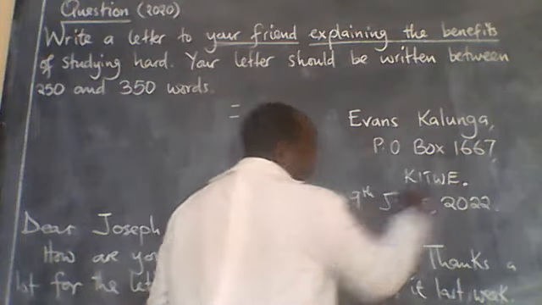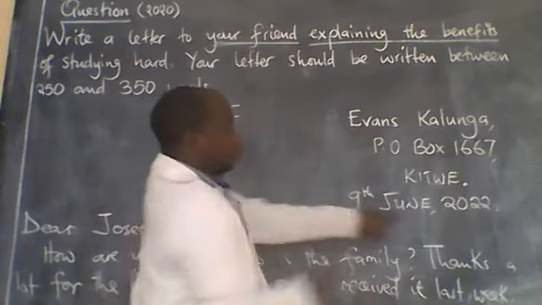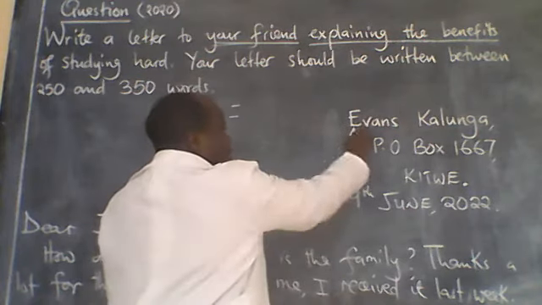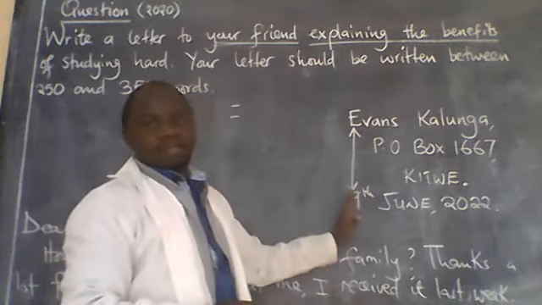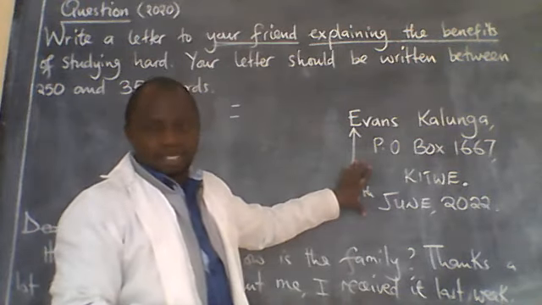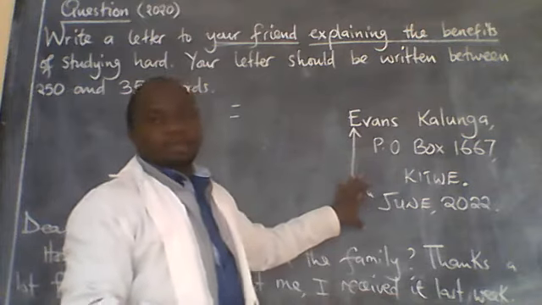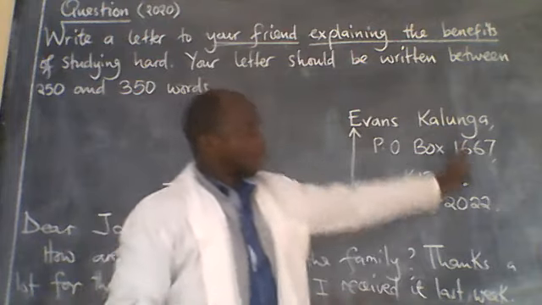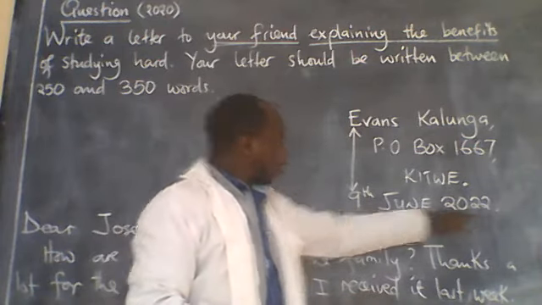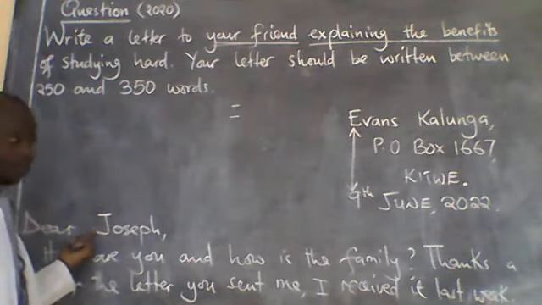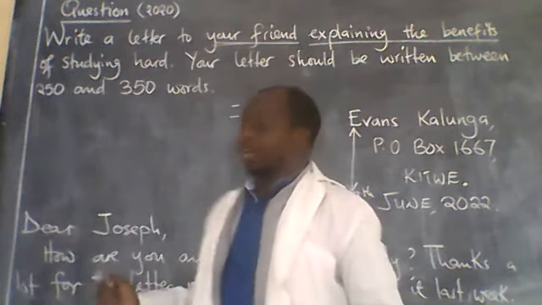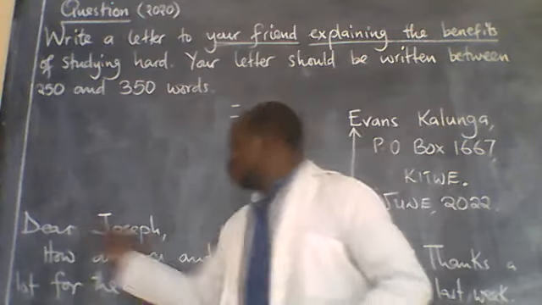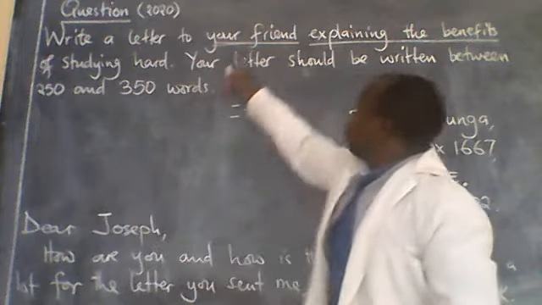At this point, the date now, 9th June 2022. This should come directly under the name. That should be the string. Just like the way you write an application, the address should be in that format. I hope we are together with the sender's address. Then, on the other side here, that is where you will be able to start your letter. Dear Joseph, that is your friend.